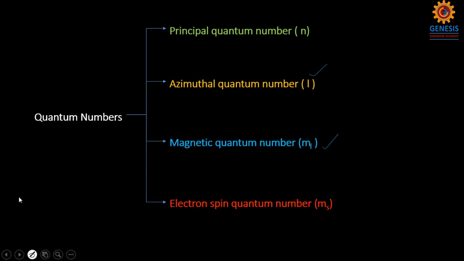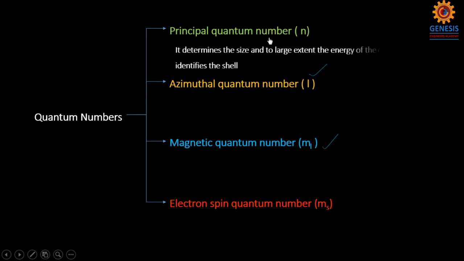So what does the principal quantum number tell us? It determines the size and also the energy of the orbital, and also identifies the shell. That is, n equal to 1 is called the K shell, n equal to 2 the L shell, n equal to 3 the M shell, N shell, like that.